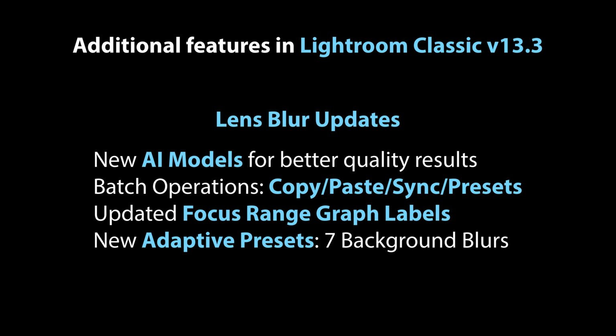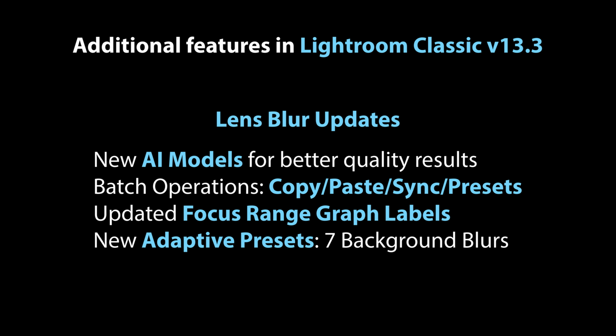Lightroom 13.3 also includes some improvements to the new lens blur feature. The lens blur AI models have been updated to address what they called quality issues, and I can confirm that they do seem to work a little bit better. And with Lightroom 13.3, Adobe has added support for doing batch operations that involve lens blur, which means you can put it in presets, you can copy and paste those settings, you can sync or auto-sync those settings.